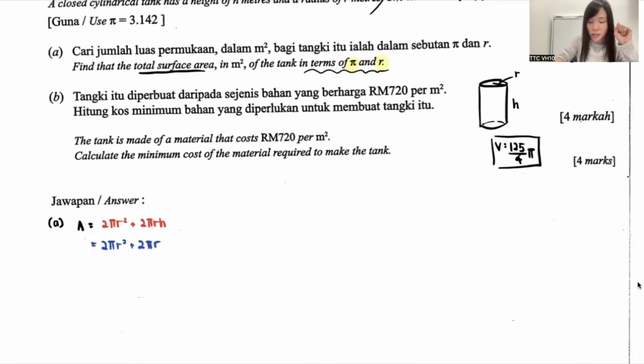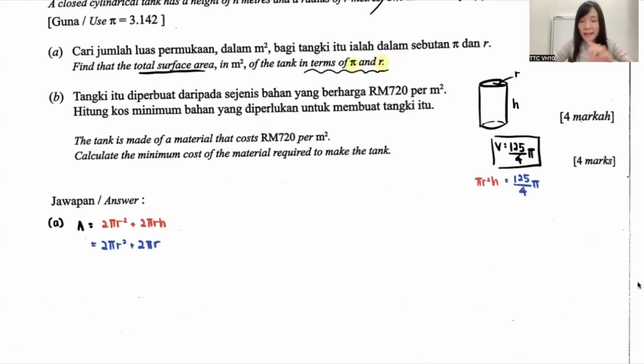How do you find out the h? That's why this question gives you the volume, the only thing they give you. Don't you feel like you need to use the volume? So what's the volume formula for a cylinder? The volume formula for a cylinder is pi r squared h. So you can write pi r squared h equals 125/4 pi.